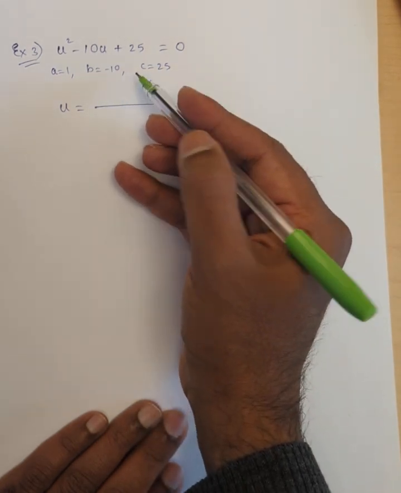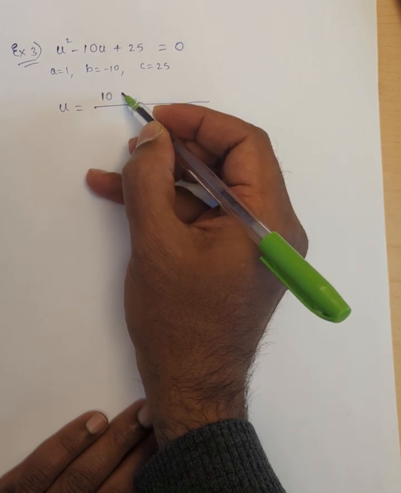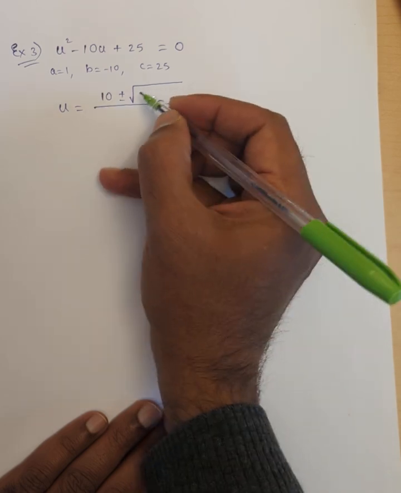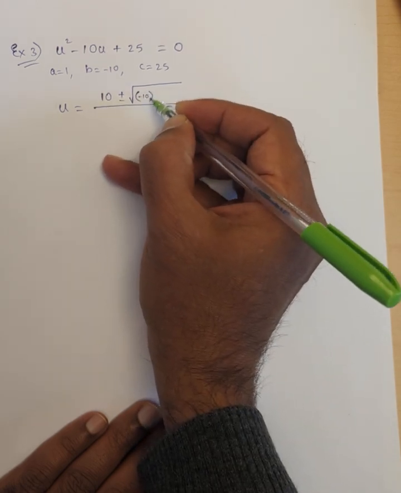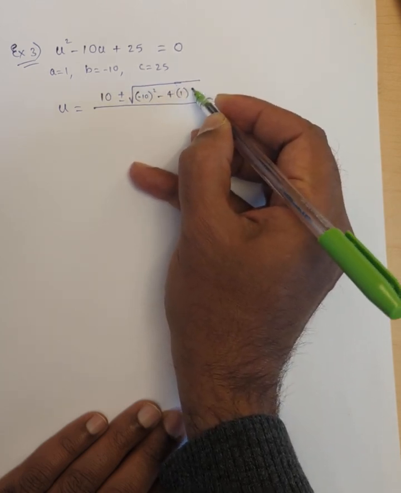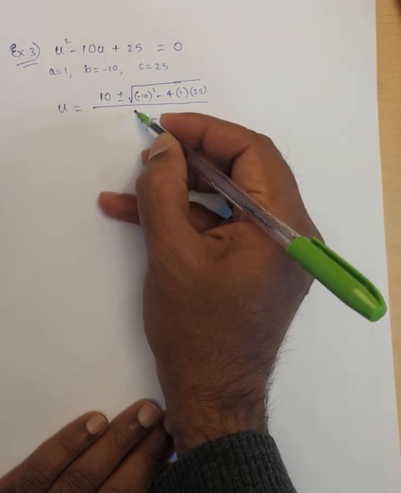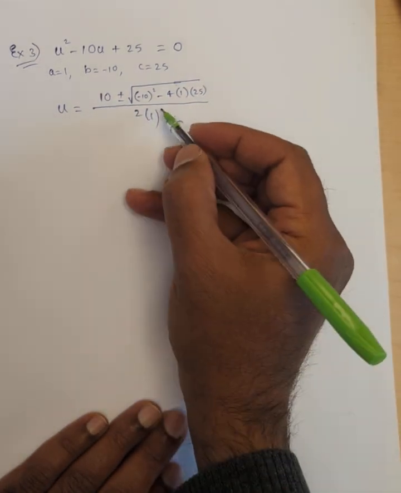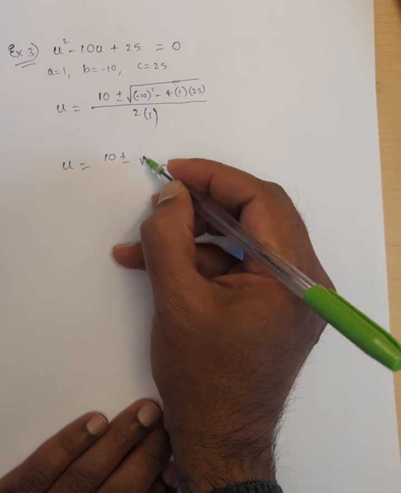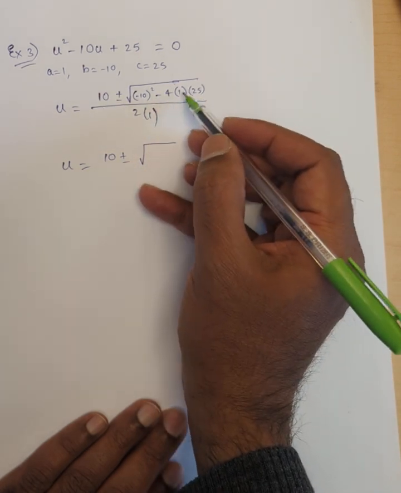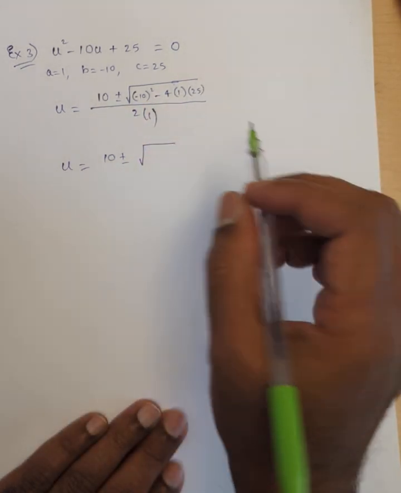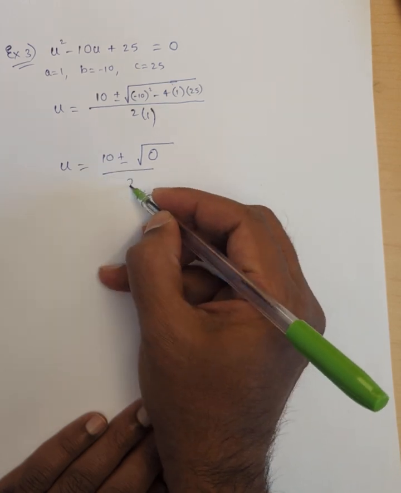So I want to take the opposite of b, which is positive 10. That's where I begin. Plus or minus square root of b square minus 4ac. So it's negative 10 quantity square minus 4 times a is 1 times c, all over 2 times a, which means u is 10 plus or minus square root of, now I'm going to use a calculator for this. It's going to be 100 minus 100, but you can use a calculator. It turns out to be 0 over 2.